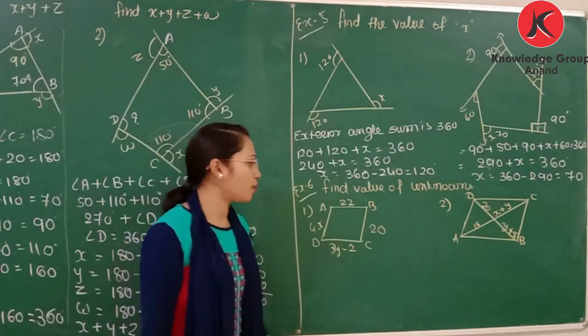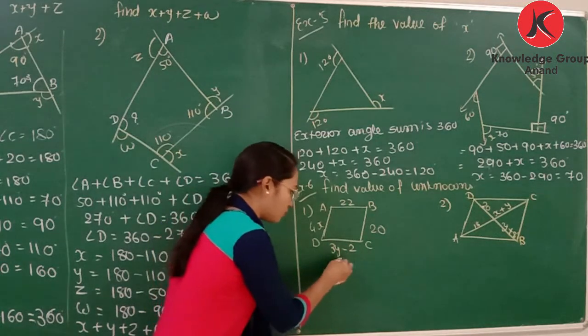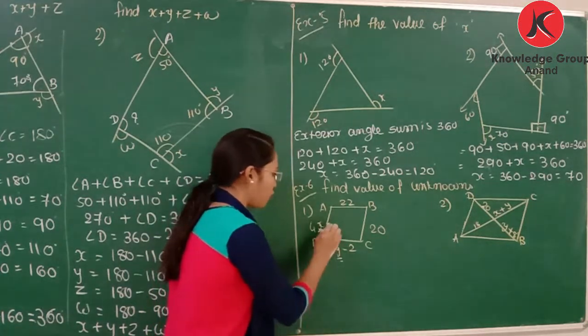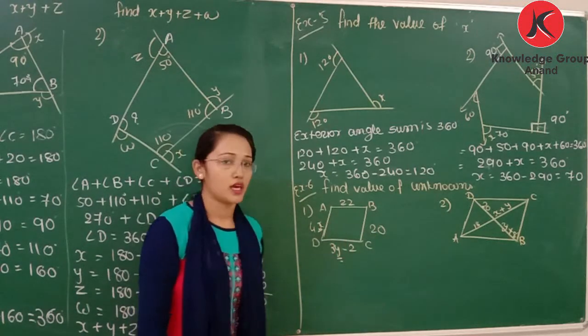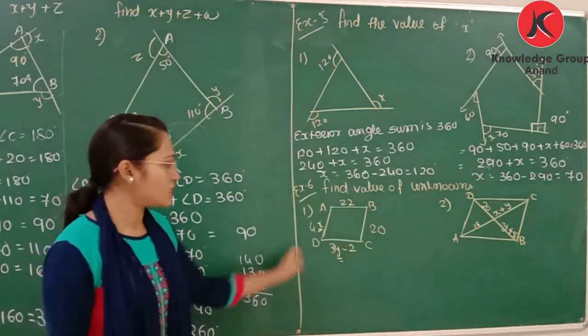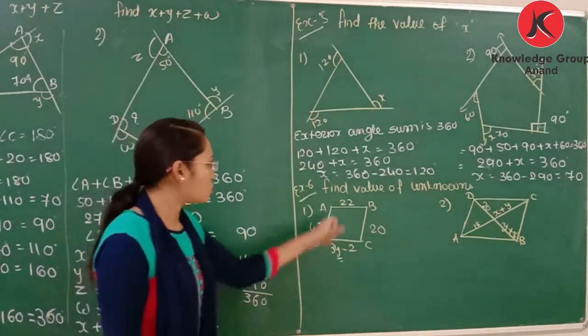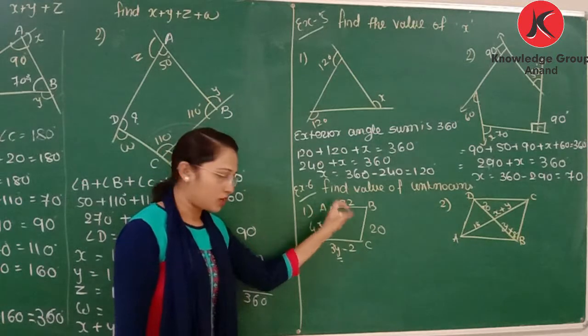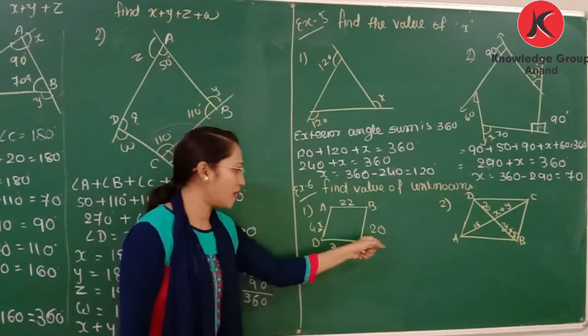Now find the values of unknown. So here you need to apply... You can see this side is 3y minus 2, so unknown is y. And here 4x, and this side is 20. Here unknown is x. Now in a parallelogram, this is a parallelogram, we know that opposite sides are equal. So whatever measure of AB, it is the same as DC, and whatever measure of AD, it is the same as BC.